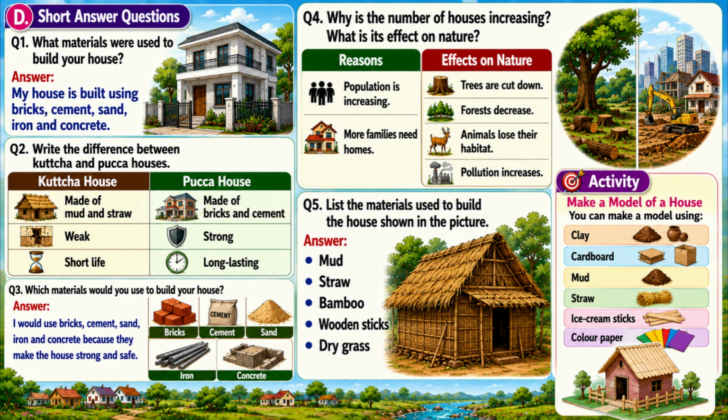We also learned that increasing numbers of houses can affect nature by reducing trees and forests, disturbing animal habitats and increasing pollution. Finally, we learned how to make a model of a house using simple materials such as clay, cardboard, mud, straw, ice cream sticks and color paper. So, we should value our homes and also care for nature and the shelters of animals.